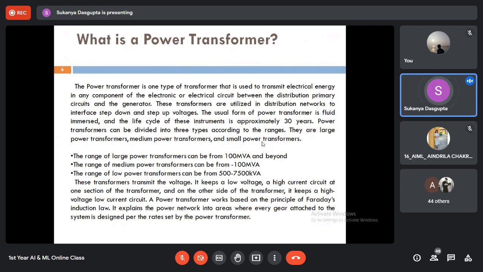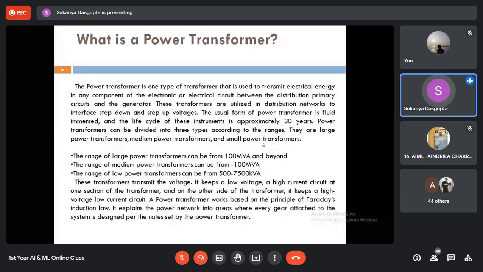These transformers transmit the voltage. It keeps a low voltage, high current circuit. Definitely, if the voltage level is low, the current will be more, because the product of voltage and current, which is power, should remain the same throughout the operation. A power transformer works based on the principle of Faraday's induction law. It divides the power network into areas where every piece of gear attached to the system is designed for the ratings set by the power transformer.